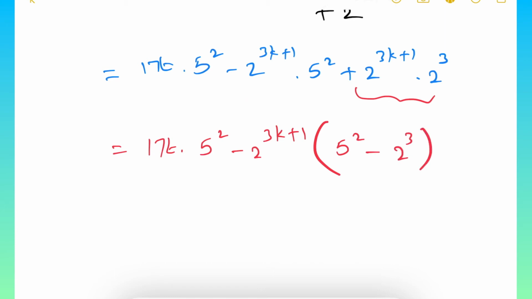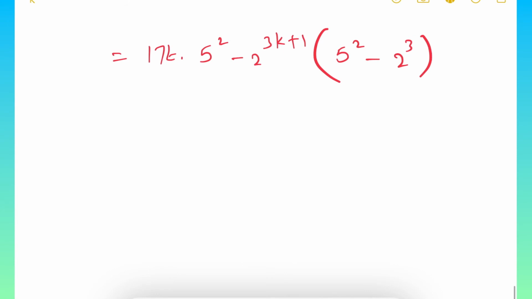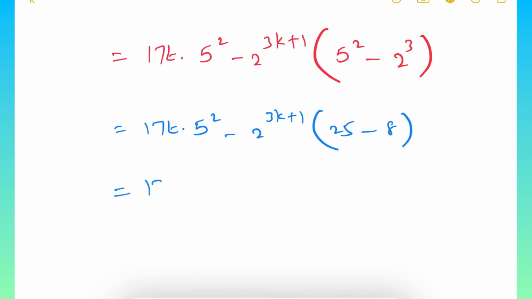So we get 17t into 5 square as it is, minus 2 power 3k plus 1 into 5 square is 25, minus 2 cube is 8. So which is equals to 17t into 5 square minus 2 power 3k plus 1 into 25 minus 8, it is 17.